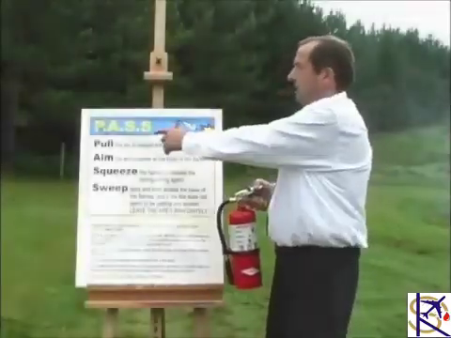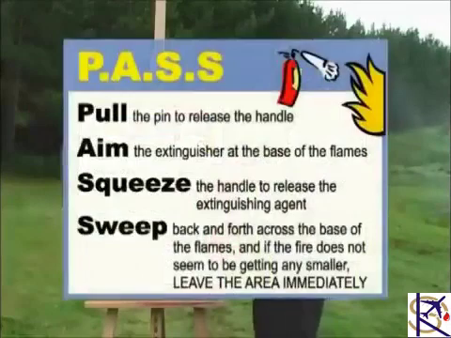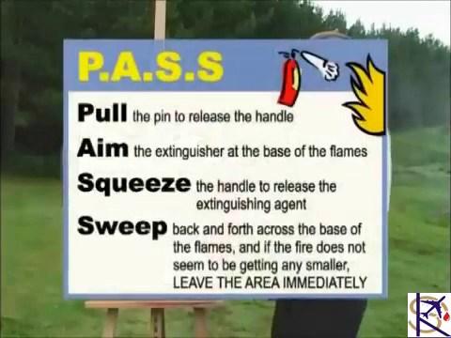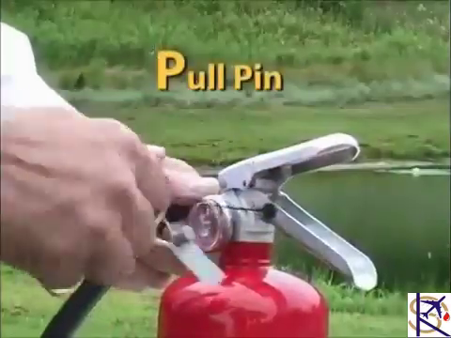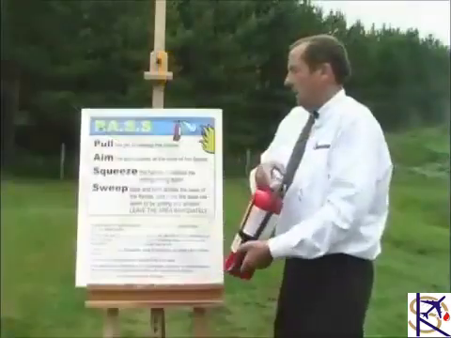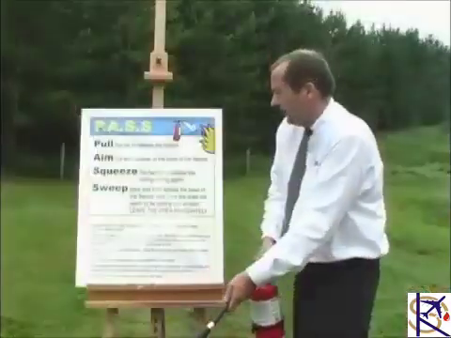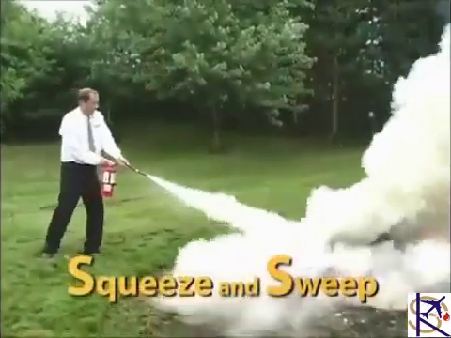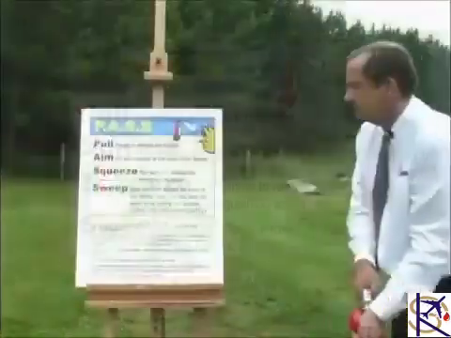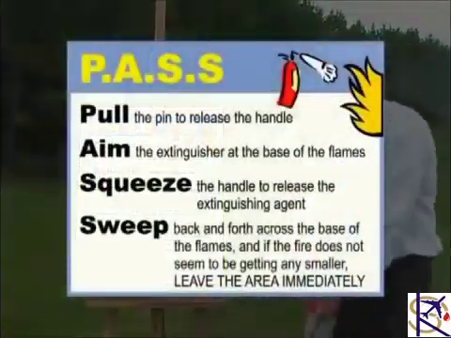An acronym that's used to show how to use a fire extinguisher is PASS. Pull the pin to release the handle. Aim the extinguisher at the base of the flames. Squeeze the handle and release the extinguishing agent. Sweep back and forth across the base of the flames, and if the fire does not seem to be getting any smaller, leave the area immediately.